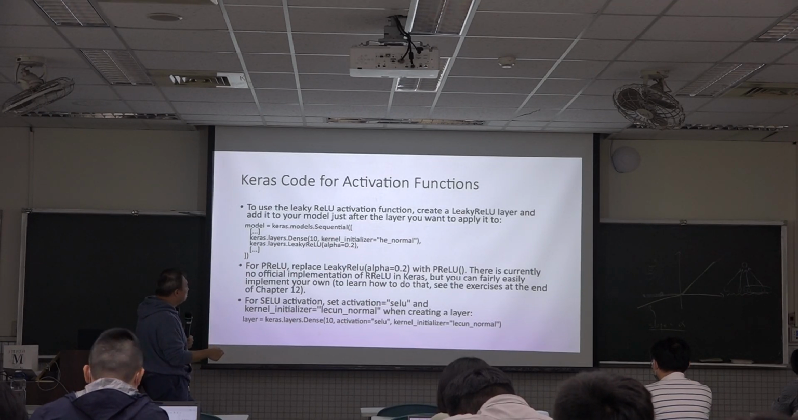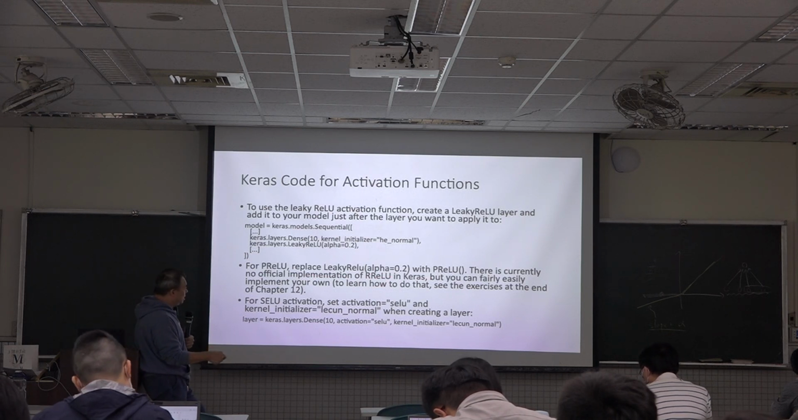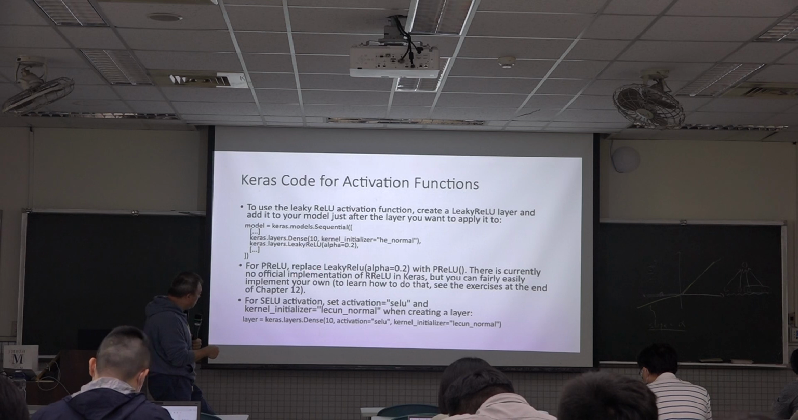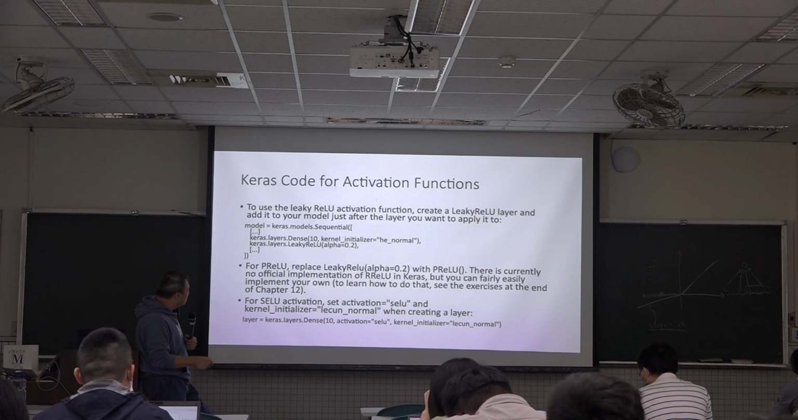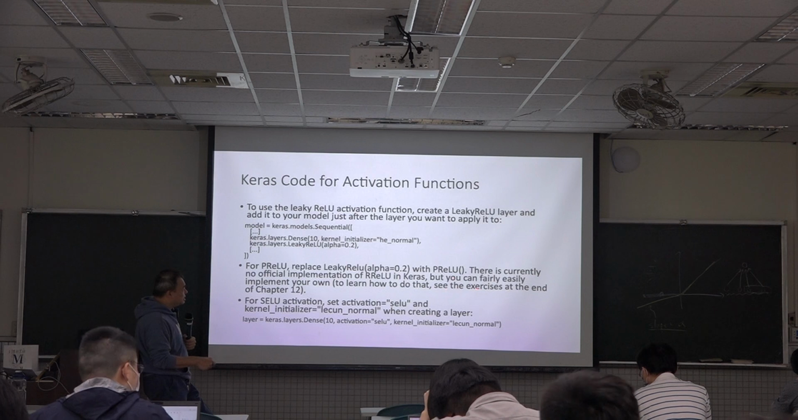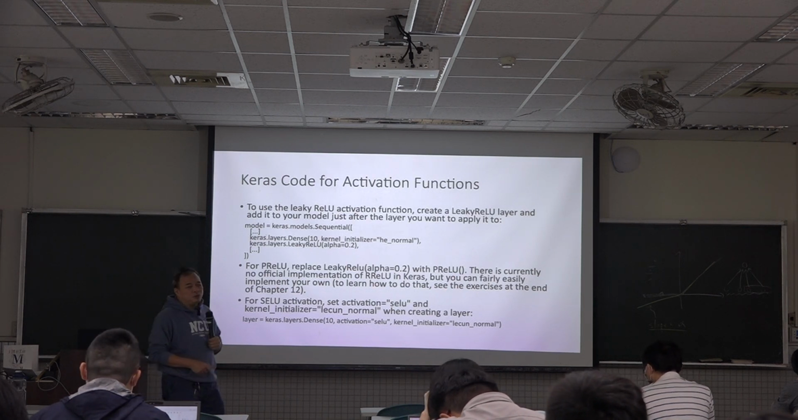For PReLU, replace leaky ReLU with PReLU, and that's it. But for RReLU, the randomized leaky ReLU, the current Keras doesn't have an official implementation, but you can implement it by yourself fairly easily. There's an exercise at the end of chapter 12 that teaches you how to do that.